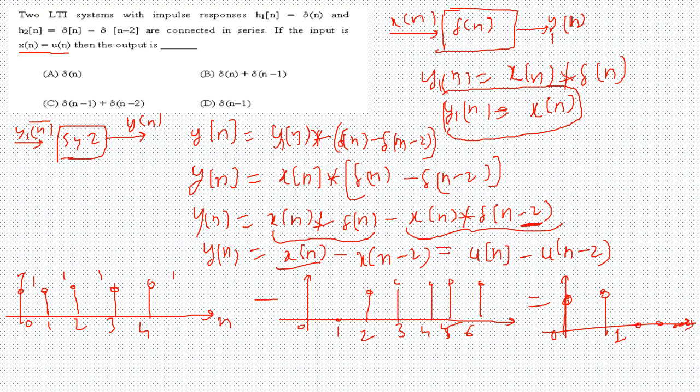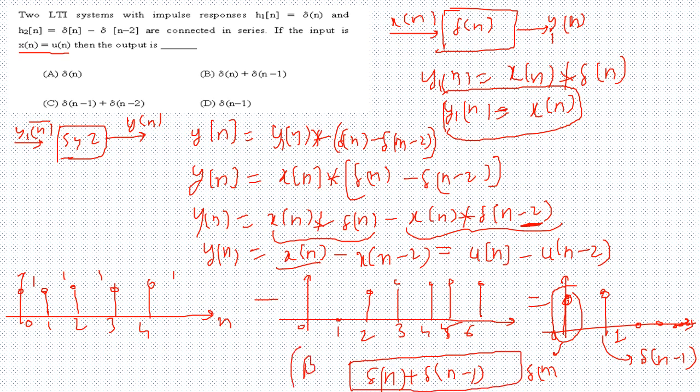So what exactly do we get here? This individually is del of n, and this individually is del of n minus 1. So the combined signal is del of n plus del of n minus 1. So this is the answer. B is the answer.